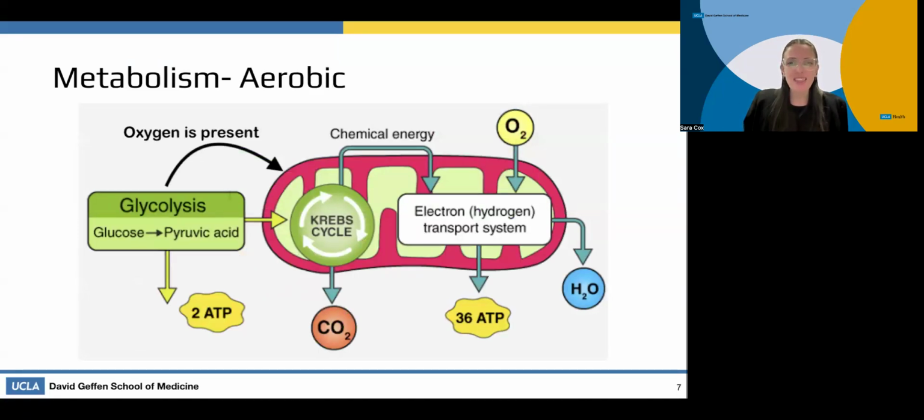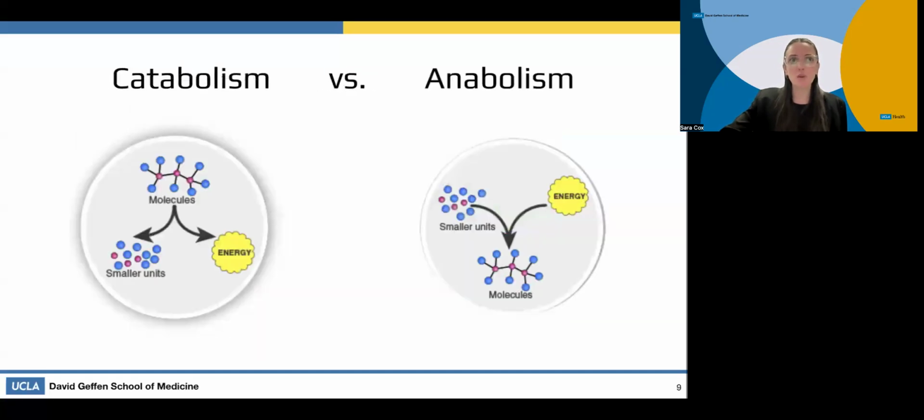But how does this make energy? How does the breaking down of glucose actually make energy, make these ATP molecules? It's through a process called catabolism. That's what we see right up here, catabolism. This is where we take molecules and we break them down into smaller units. The process of breaking all of these bonds, making up these molecules, will release energy. So we take molecules, we break them down into smaller units and energy.